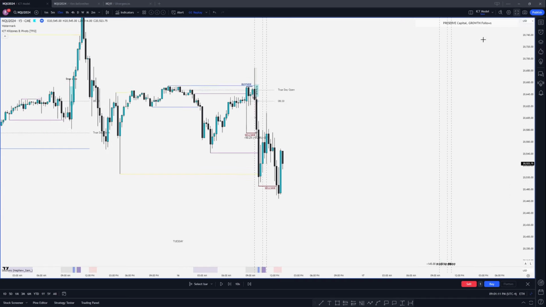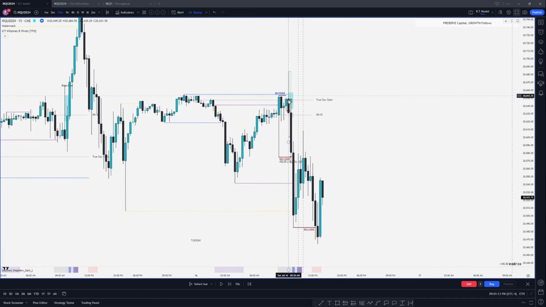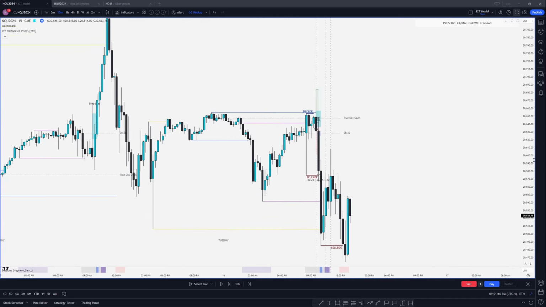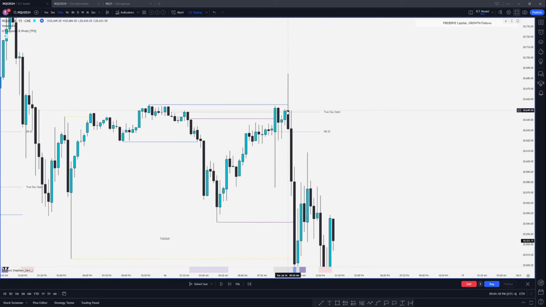So here you've got a 15-minute chart that runs stops right at 9:30. Look at the candle body. Look how the candle body closes below the buy side liquidity. This is normally a good indication of a smart money reversal.